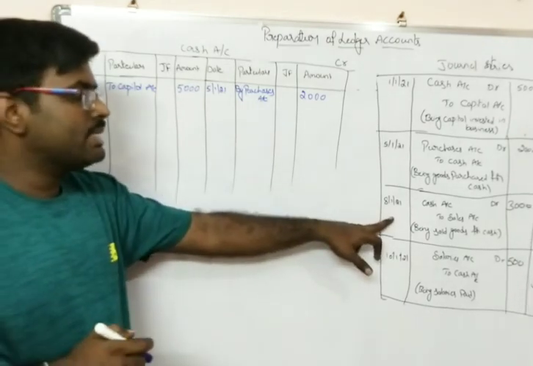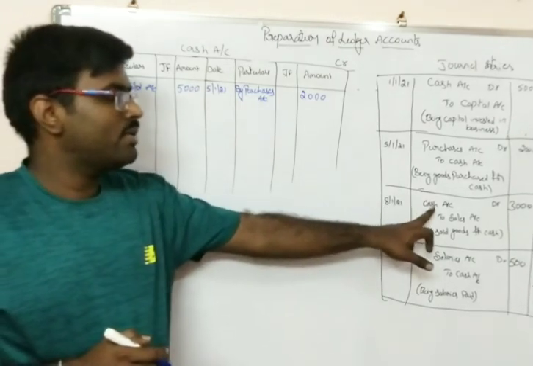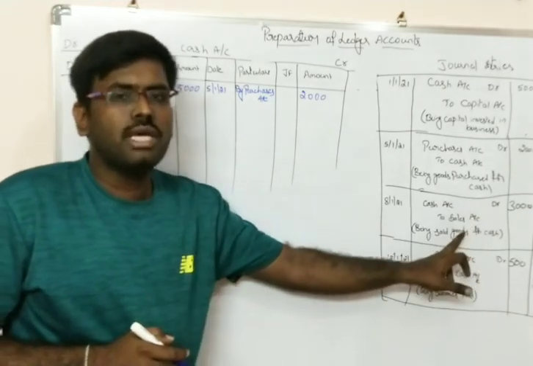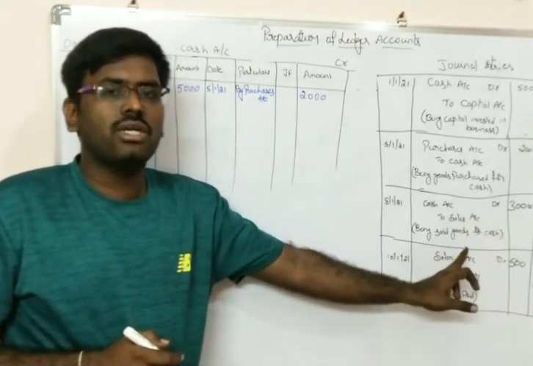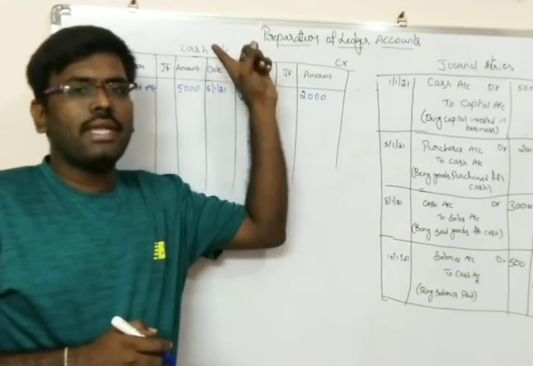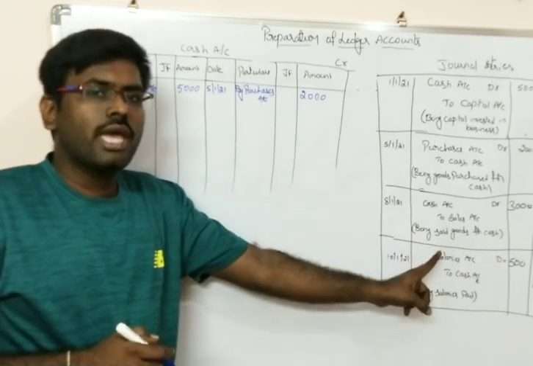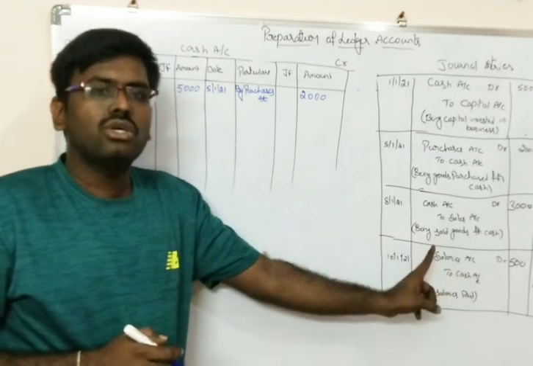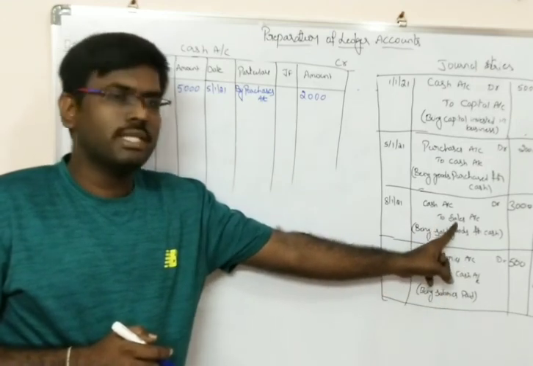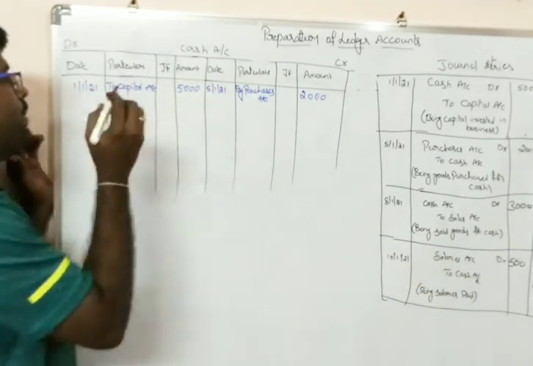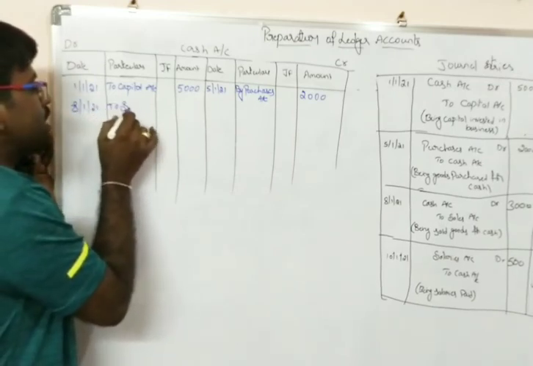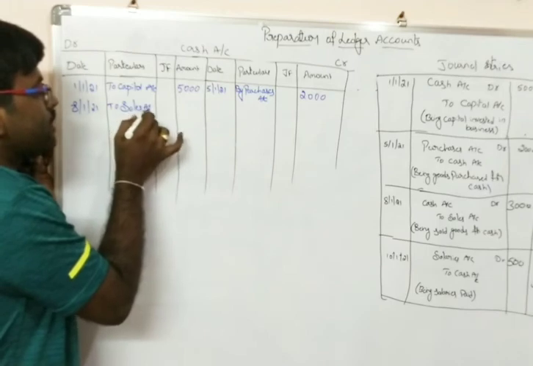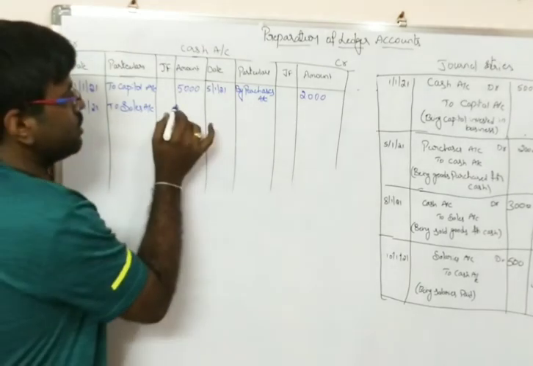In the third transaction, on 8/1/2021, cash account debited to sales account. Again the cash account is on the debit side and the sales account is on the credit side. We are preparing the cash account, so we ignore cash and record sales. Since cash is on the debit side, sales is recorded on the debit side: on 8/1/21 "To sales account", and the amount is 3,000.